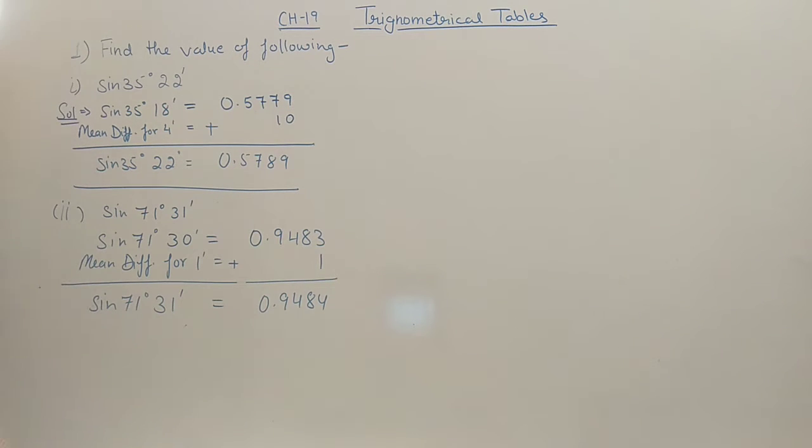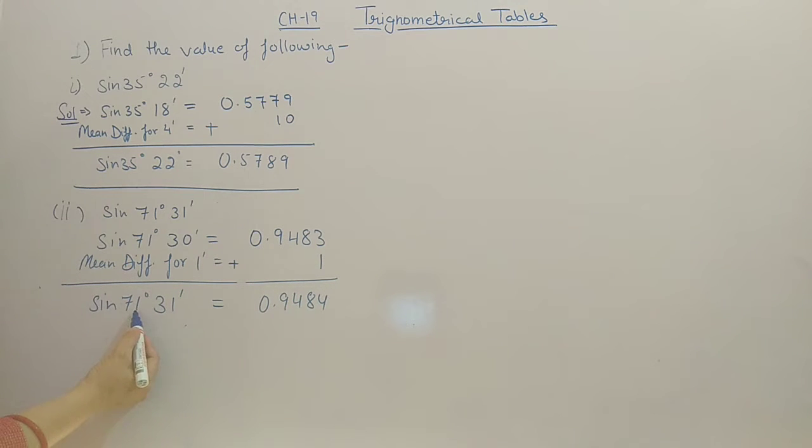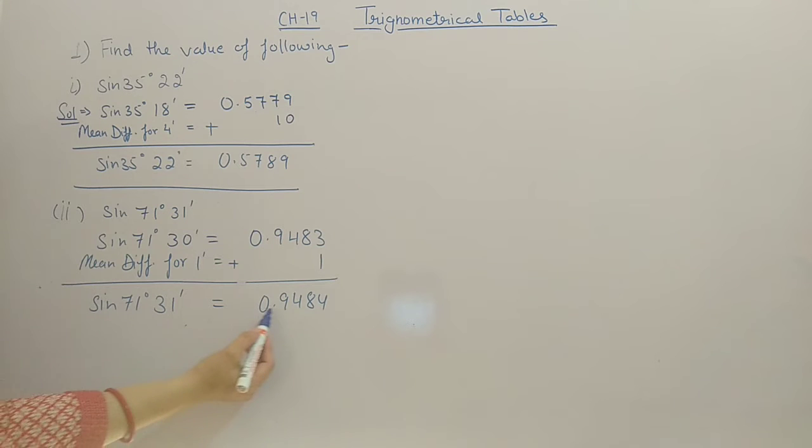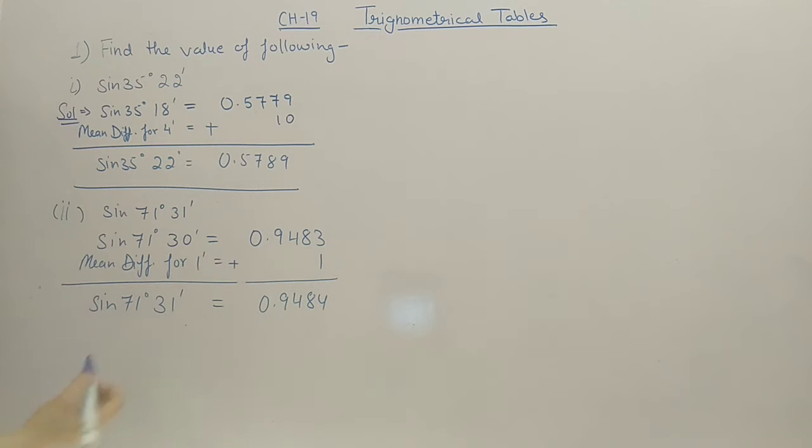Second part, find the value of sine 71 degree 31 minute. So first check the value for 71 degree 30 minute from your table. So you will get 0.9483. After this check the difference between. How much is the difference here? 30 to 31? 1. So check the difference for 1 minute. Write it at the last place. So the value of sine 71 degree 31 minute is 0.9484. For sine we have to add it because sine value is increasing.